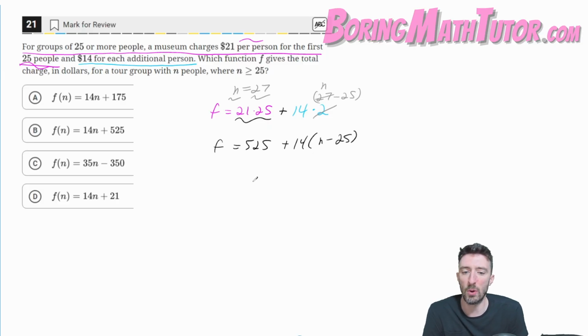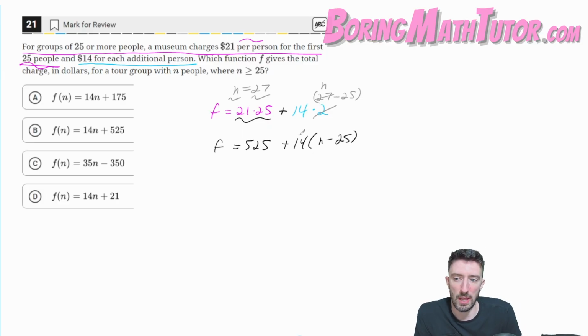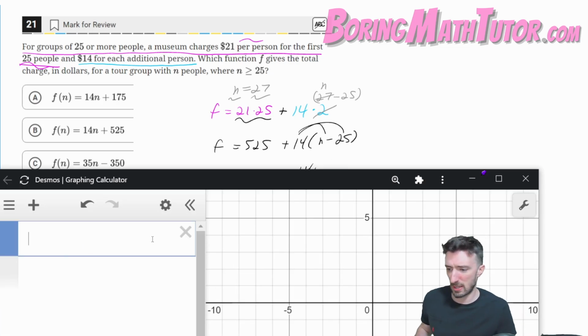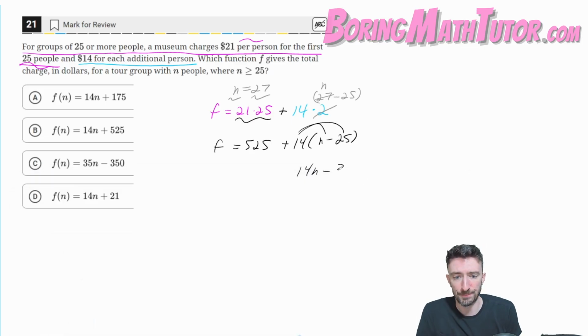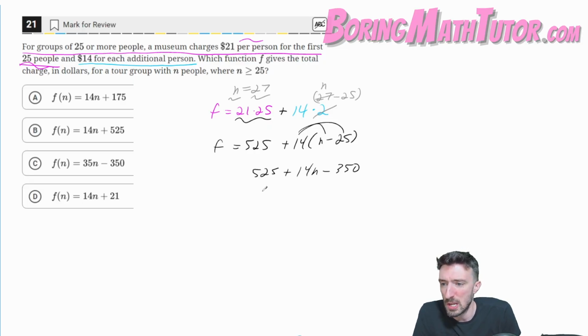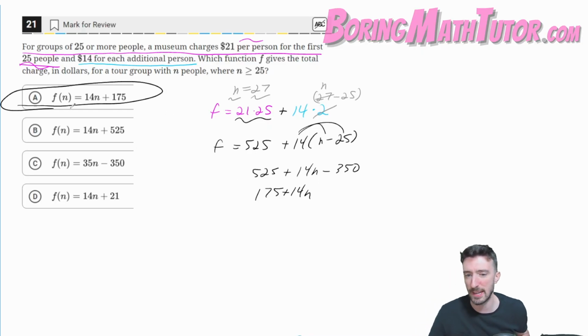So this should be what F is. Now, if I distribute here, I get 14n minus whatever 14 times 25 is, which is 350. And plus 525. So now 525 minus 350, what does that get us? What is that, 175? So that means I get 175 plus 14 and we are out of here.